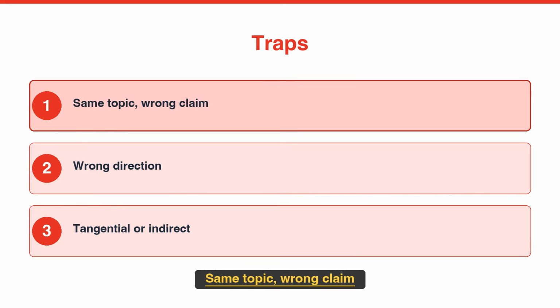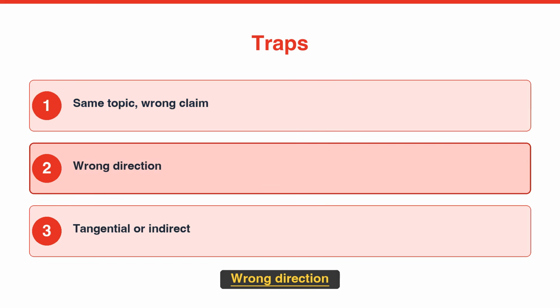Trap 1. Same topic, wrong claim. A statement that's perfectly true and on the same topic, but it backs a different point than the one the question named. It feels safe because you can find it in the passage's world. Check the subject. Is it really about this claim?